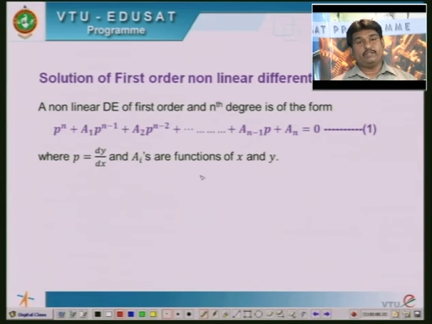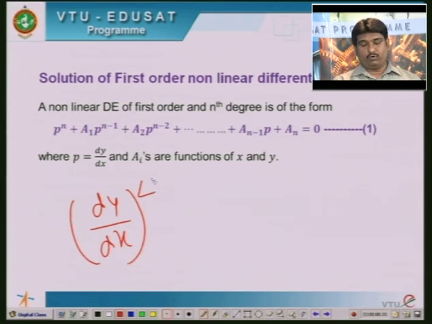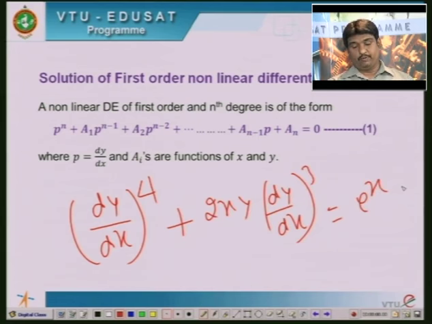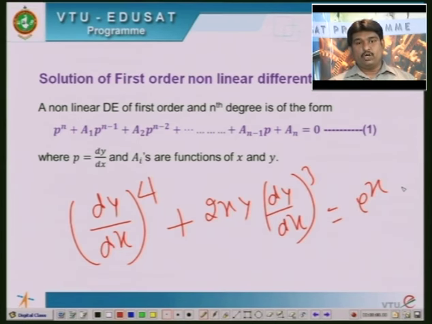What is a non-linear differential equation of first order? It will be like this: dy by dx, power can be anything, 4, plus coefficients can be anything, 2xy dy by dx, only first order derivatives, power can be anything, equals some function e to the power of x. You can see there is no d square or d cube terms, only dy by dx. Order is 1 but power is 4. This is a non-linear differential equation of first order.